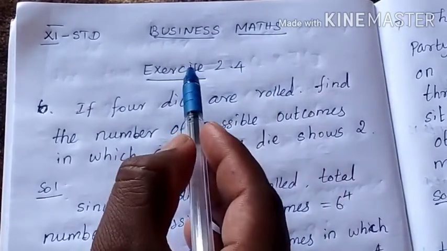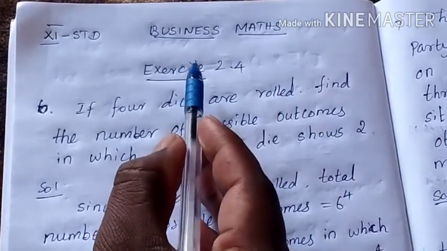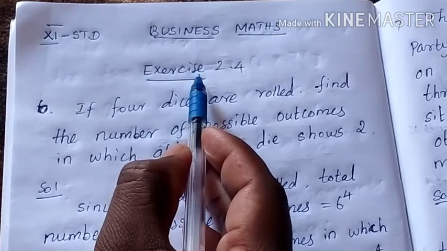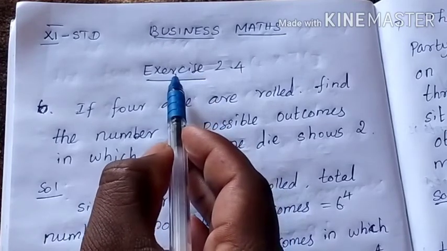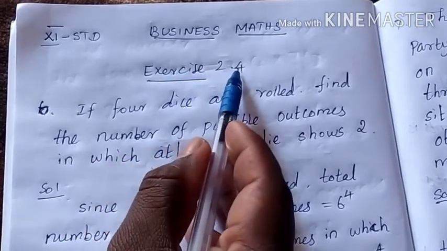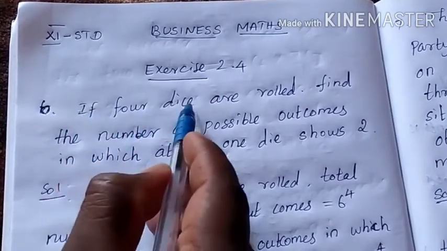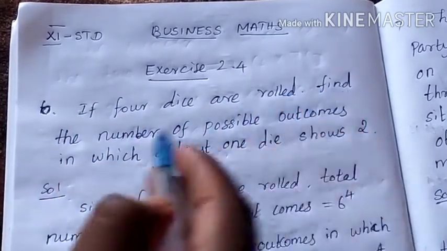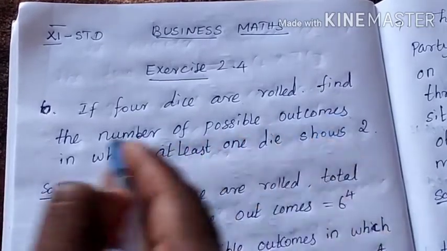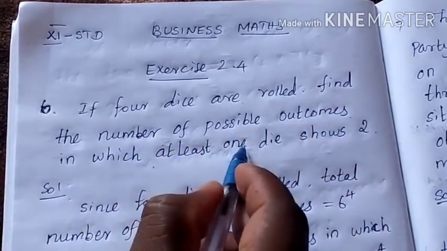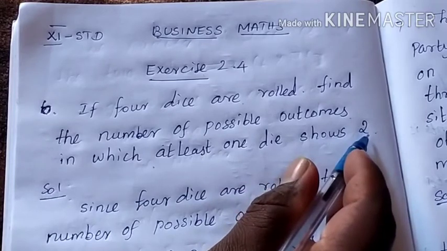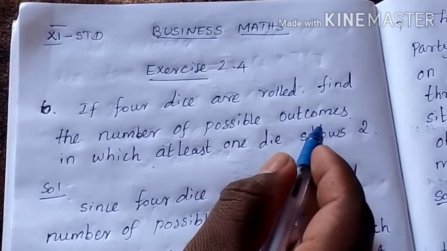In the last class we discussed combination. In this class also we are going to see about combination. Exercise 2.4, sixth question: if 4 dice are rolled, find the number of possible outcomes in which at least one die shows 2. Okay, this is your question.